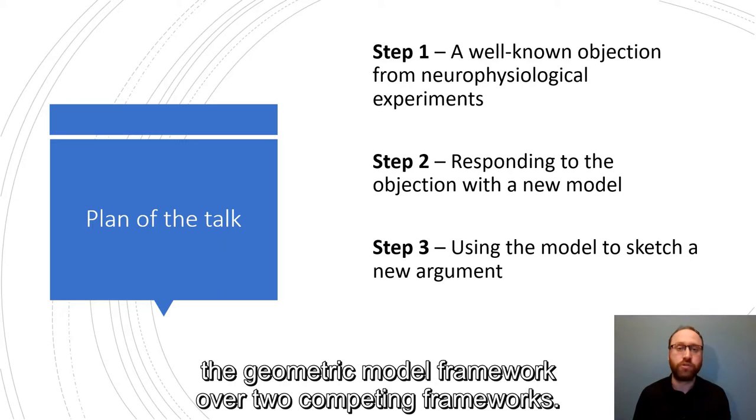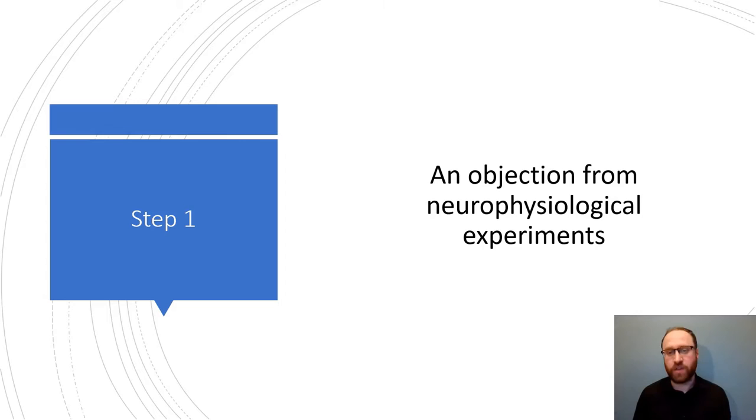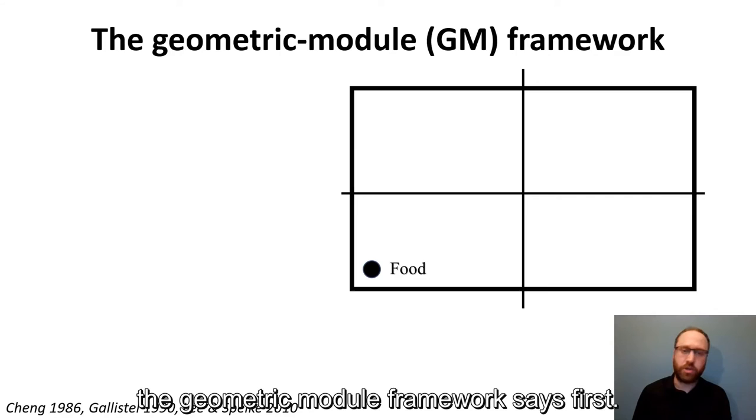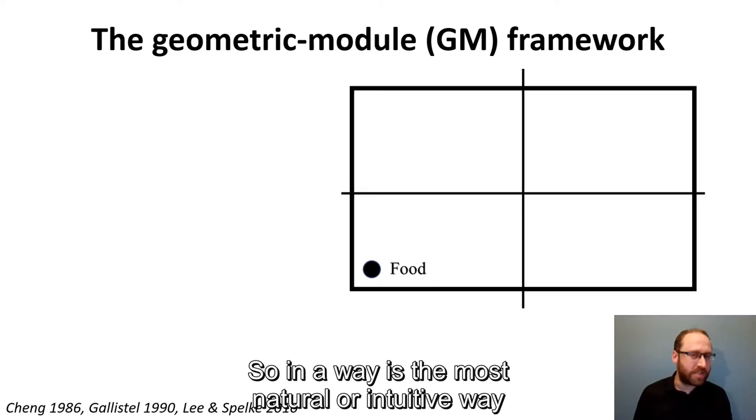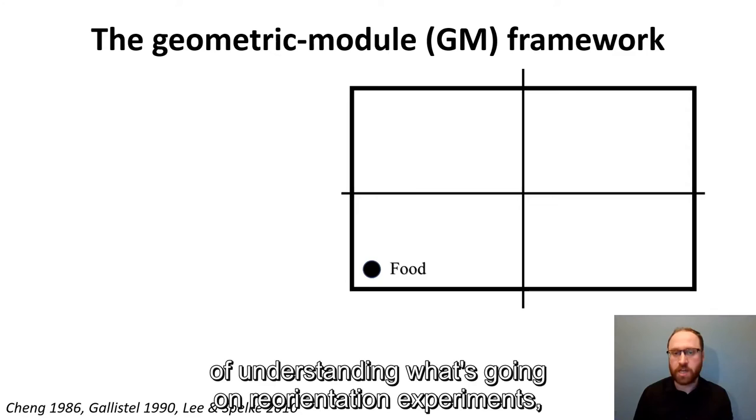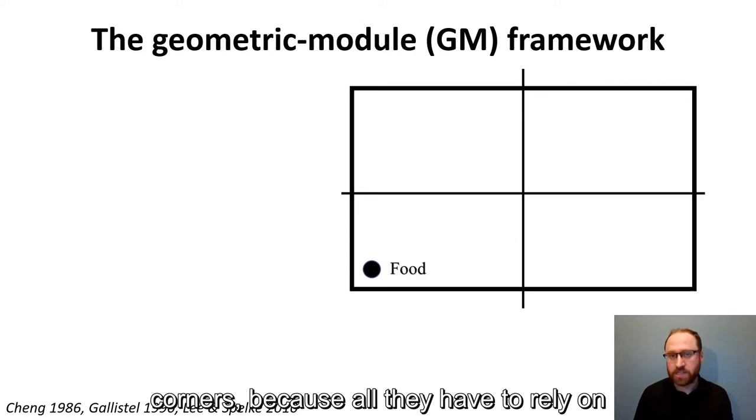So step one, an objection from neurophysiological experiments. So let's get clear on what the geometric module framework says first. It says that subjects use a geometric representation to guide their search behavior. So in a way, it's the most natural or intuitive way of understanding what's going on in reorientation experiments. It says that subjects go to the two geometrically adequate corners because all they have to rely on is a geometric representation of the environment.